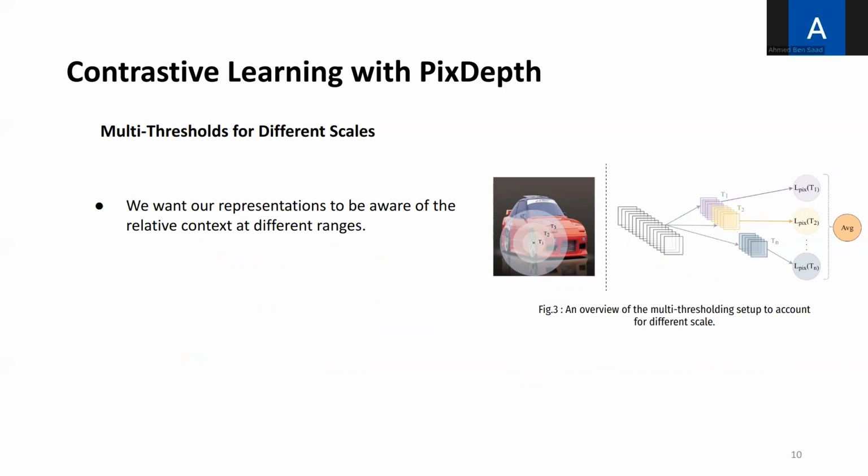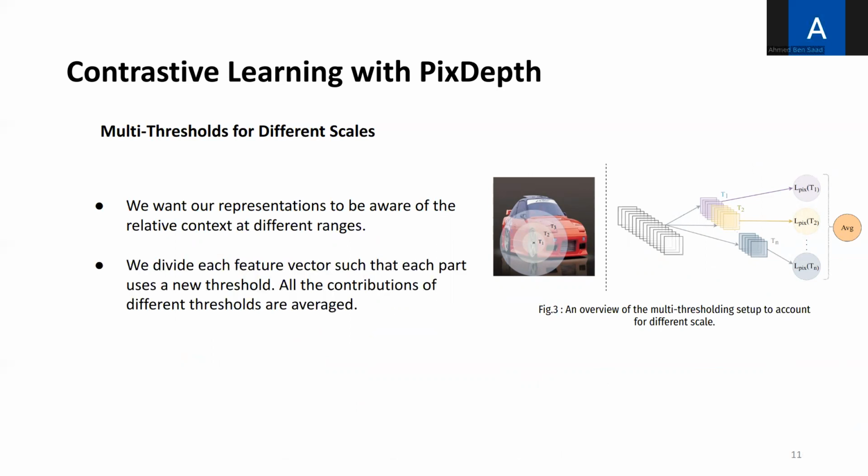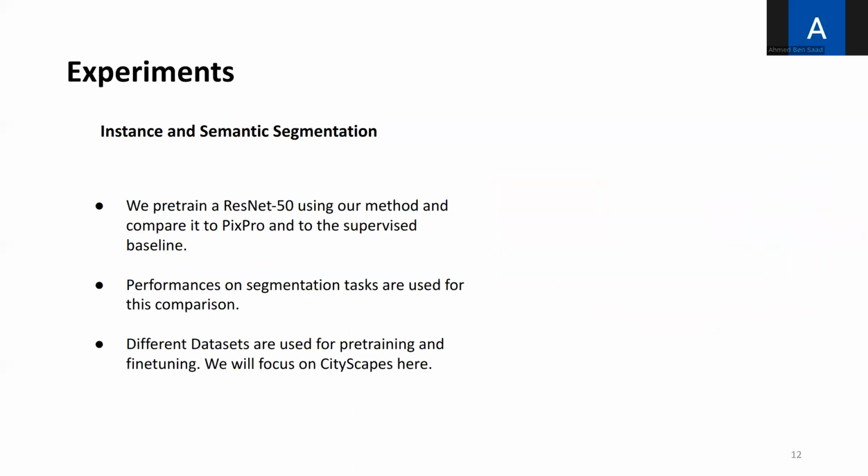We want our representations to be aware of the relative context at different scales. We divide the output of our encoder and projector channel-wise into n equal size feature maps, and we independently apply the contrastive loss on each one using different thresholds. We then average all the contributions for the final loss computation. Each chunk of the new feature vector will encode a different scale centered around the object of interest.